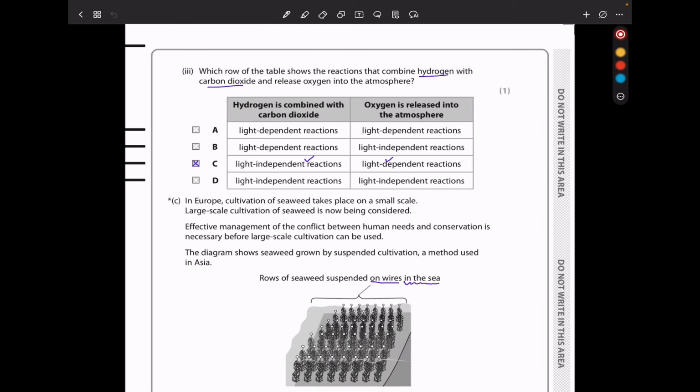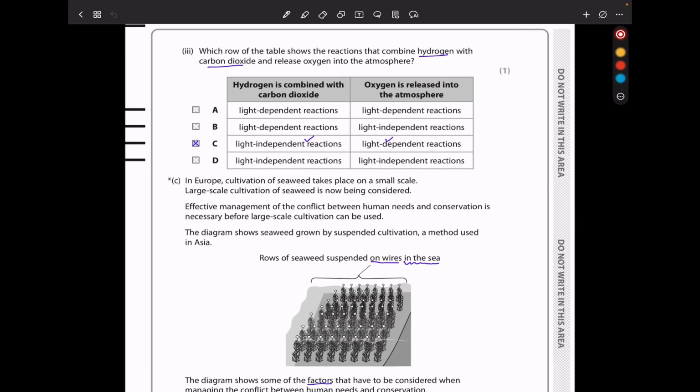Which row of the table shows the reactions that combine hydrogen with carbon dioxide and release oxygen into the atmosphere? Hydrogen is combined with carbon dioxide in the light-independent reactions, and then oxygen is released into the atmosphere in the light-dependent reactions, so the answer should be C.